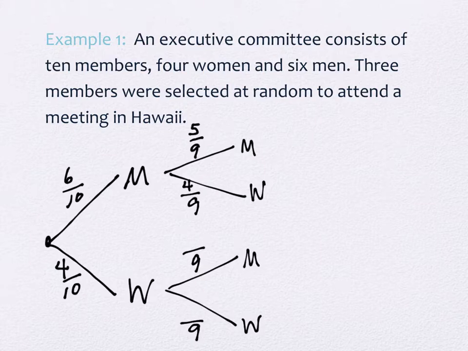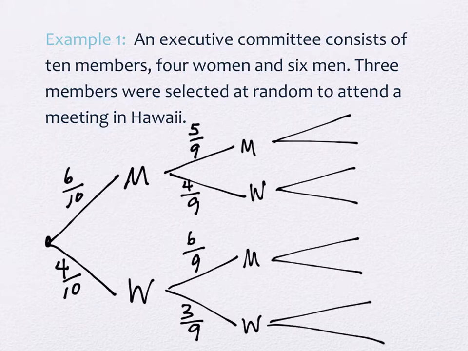Bottom branch. We picked a woman. Right? So if I had used my bottom branch, how many men's names are left in my basket? 6. How many women's names are left? 3. So these are the possible outcomes, branch-wise, for 2 people going on my trip. But I need 3. So we're going to do the branches one more time.